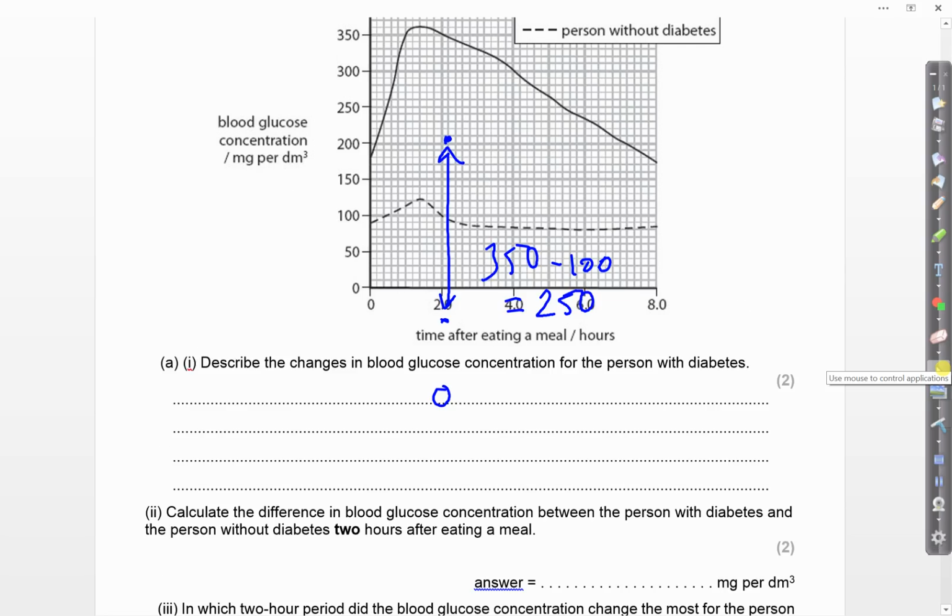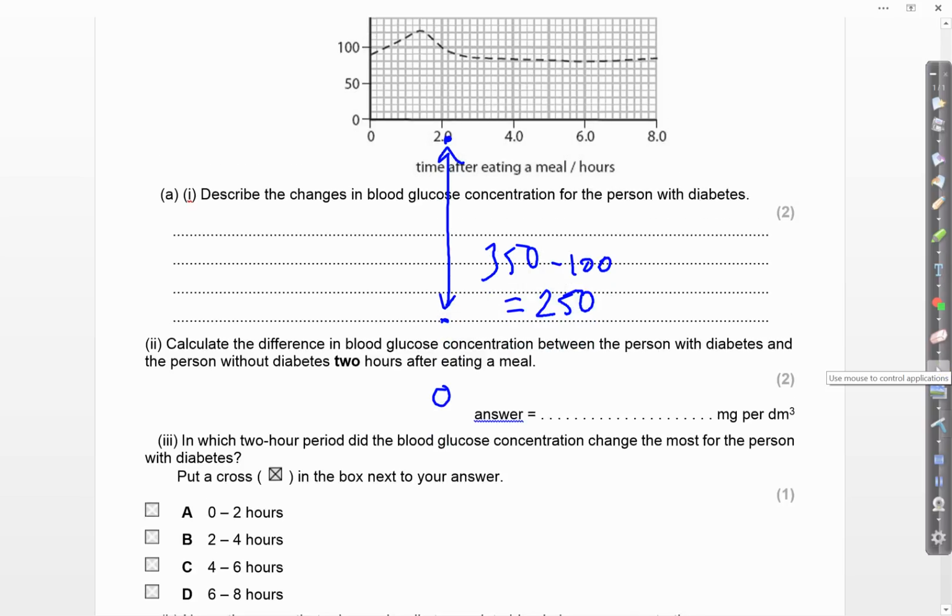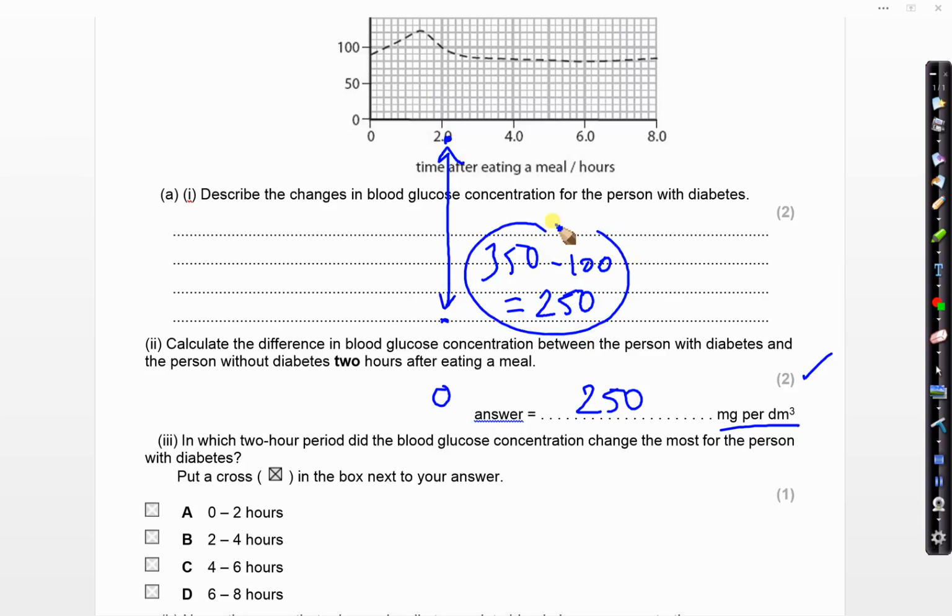So if we come back to the question, we can just slot that answer in as 250. Okay, don't even have to remember putting the units. You get 2 marks for that. And of course, by writing your working, even if you make a simple arithmetic mistake, you'll still get at least 1 mark.